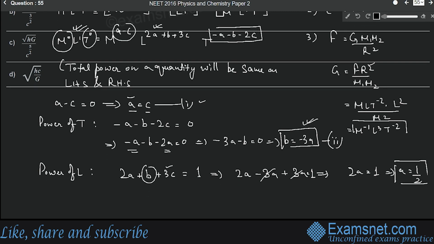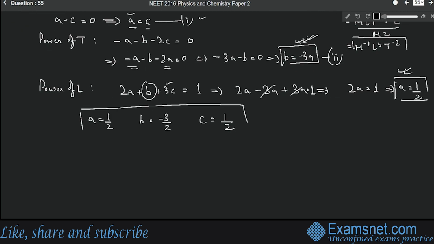So if you put this value of a in the other equations and find the value of b and c, then you can say that the value of a will be half. The value of b will be minus 3 by 2, because b is equal to minus 3a. So minus 3 into half will be minus 3 by 2. And the value of c is same as that of a, so it will also be half. So these are the values.